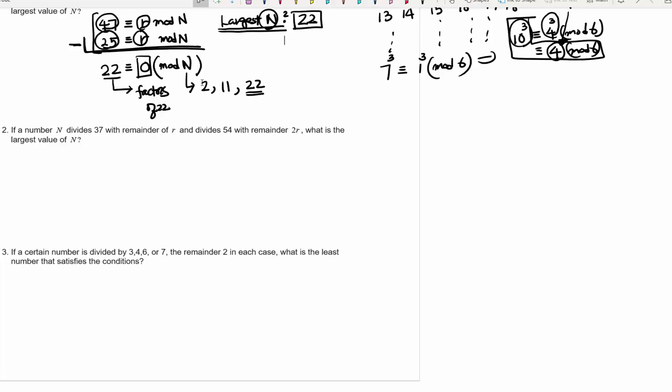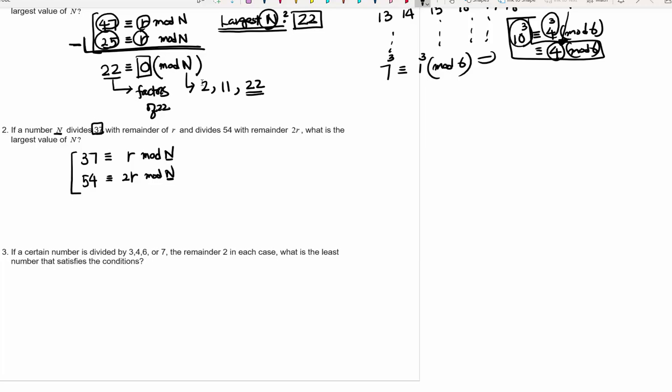A number n divides 37. This one is a modular system, so 37 is congruent to r mod n. That's the meaning. The same number divides 54, and when you divide 54, the remainder is 2r mod n, same numbers. So what is the largest value of n again?